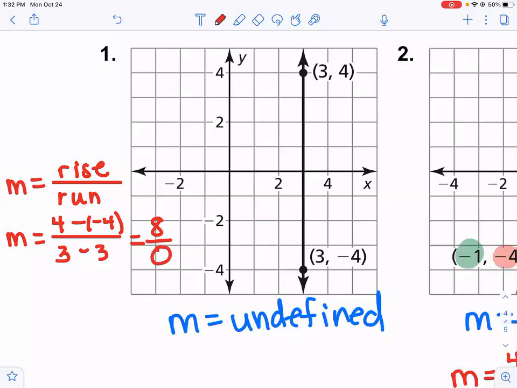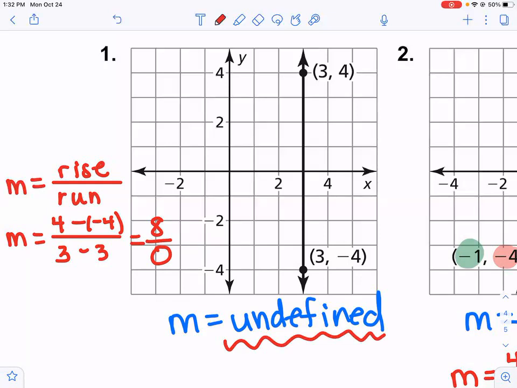Abby, can we divide by 0? No. Which is why our slope is undefined. We cannot divide by 0.